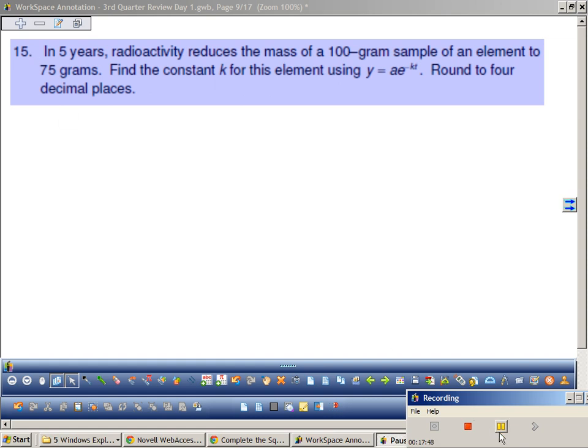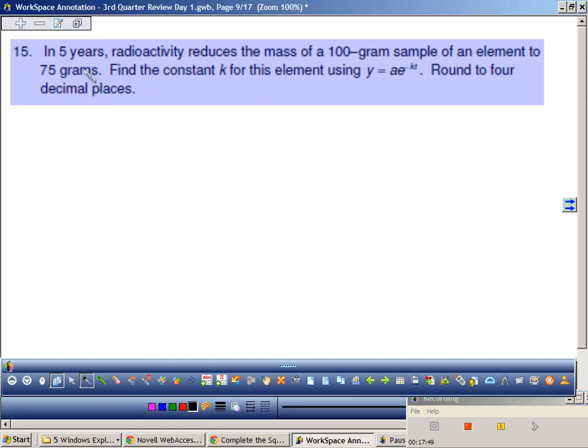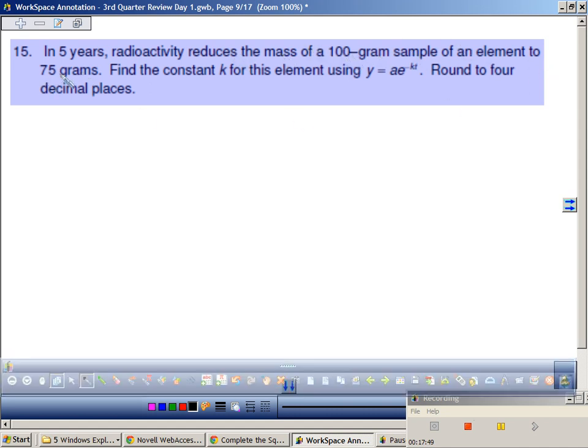All right, let's do number 15 on the blue. So it says, in 5 years, radioactivity reduces the mass of a 100-gram sample of an element to 75 grams. So a 100-gram sample goes down to 75, right, after a certain amount of time. Find the constant k for this element using y equals a e to the negative kt, round to 4 decimal places. So I have everything here.